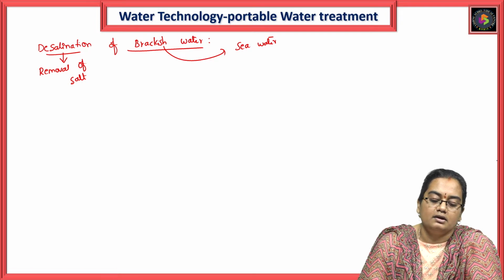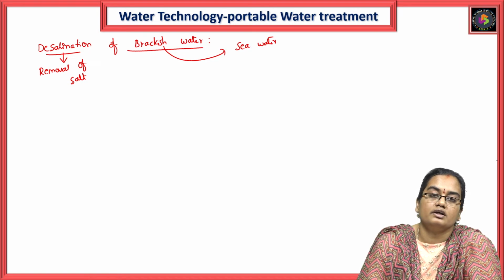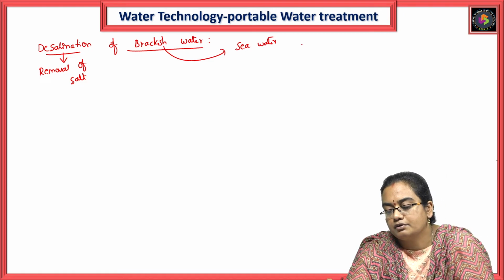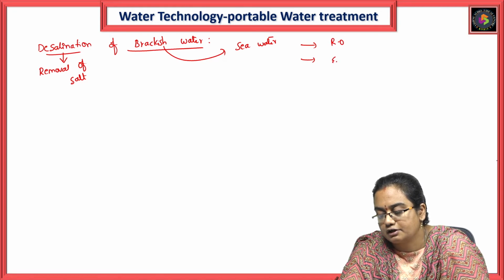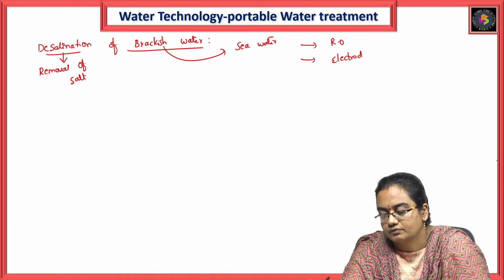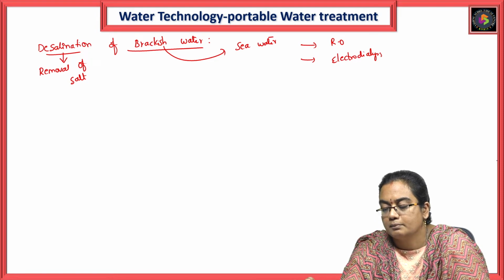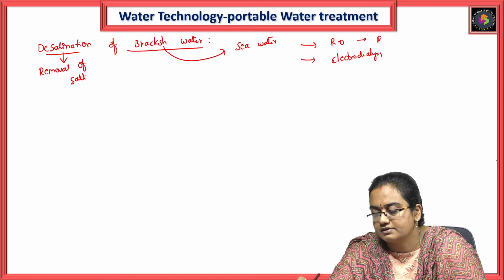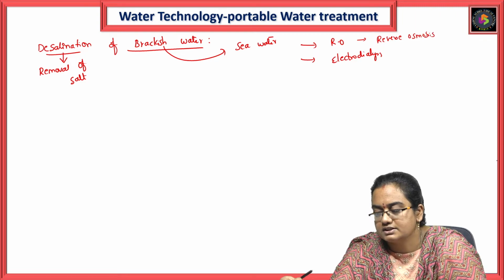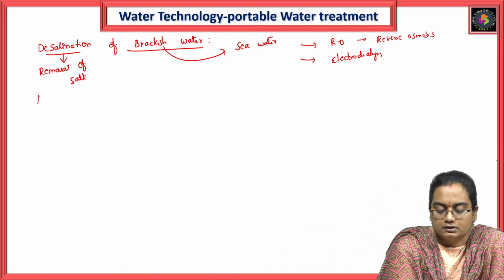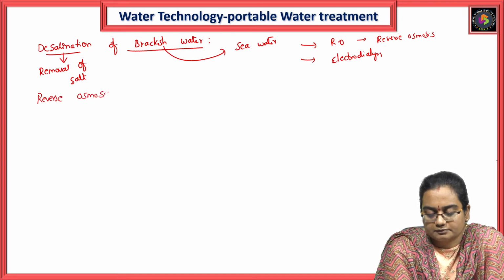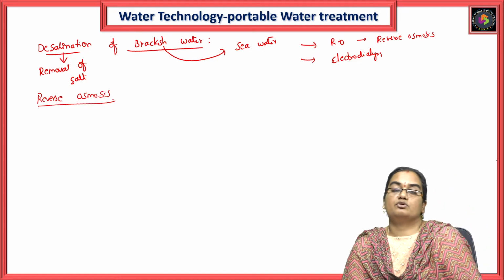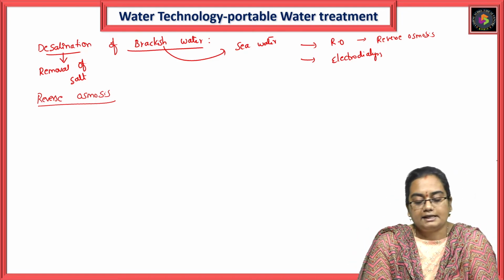Now, removal of salt from sea water. So what is our topic? How to remove the salt from sea water, that we are going to discuss here. Actually, we have many methods. We have the RO method, and the electrodialysis method also. But according to our syllabus, we have the reverse osmosis method. So this topic we are going to discuss now. Reverse osmosis.